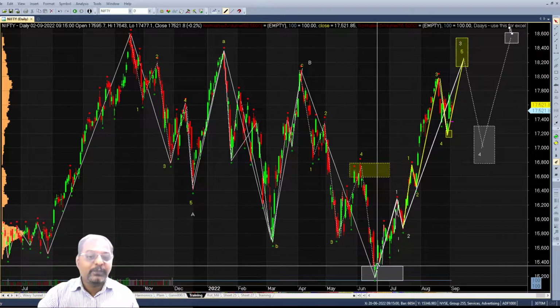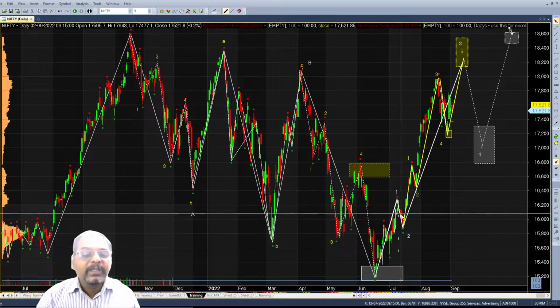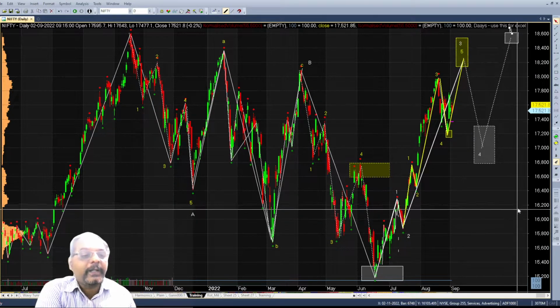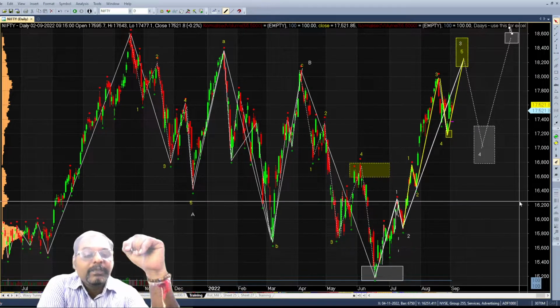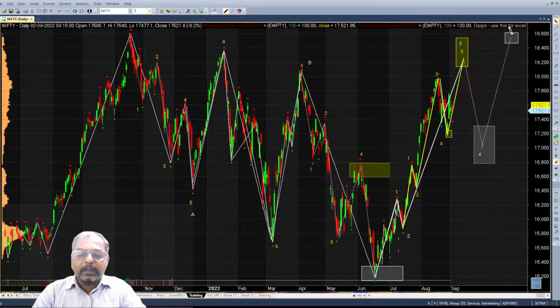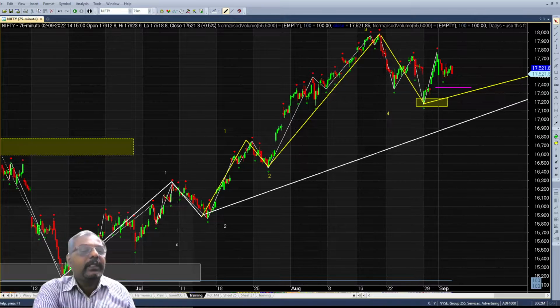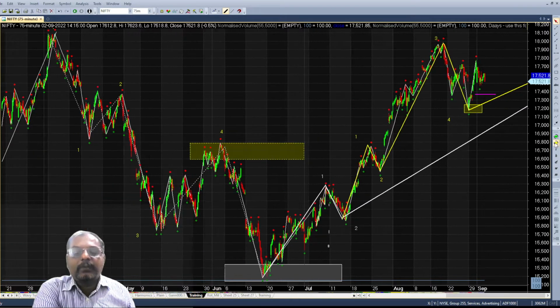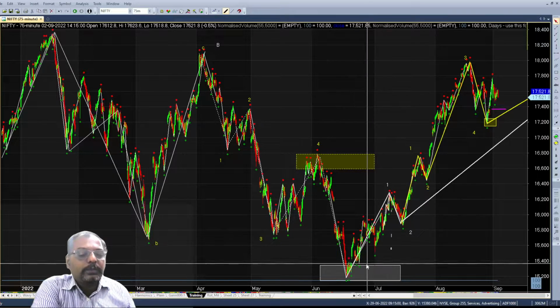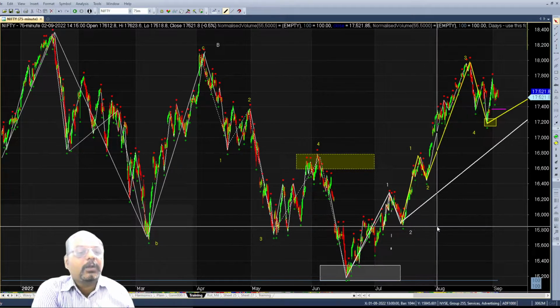We start counting 1, 2, 3, 4, 5. So there was a 1, there was a 2. Oh, now there is something different, right? So the wave 3 is also, let me just zoom in a little bit. I'm going to go to the 75-minute chart, and then I'm going to talk about it here. So after this 1 and 2, this is the same 1 and 2 that we talked about.